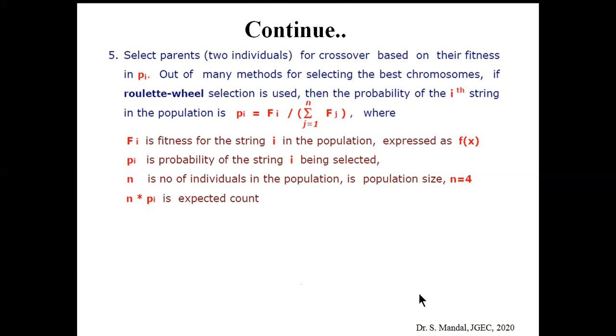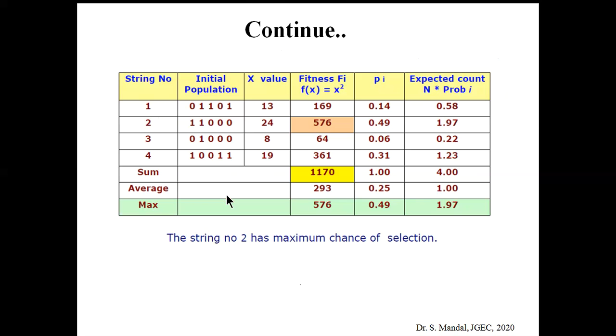So if we calculate this, we will get the corresponding probability of selection. And the last one: if we multiply this probability of selecting population pi with the n, that will be given by the expected count.